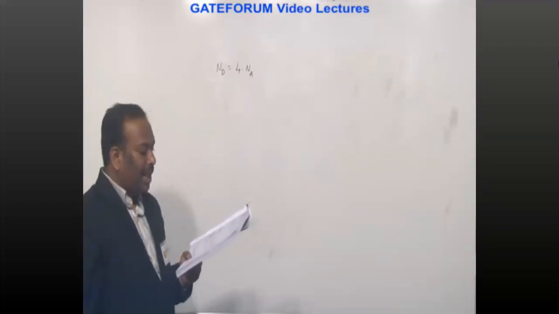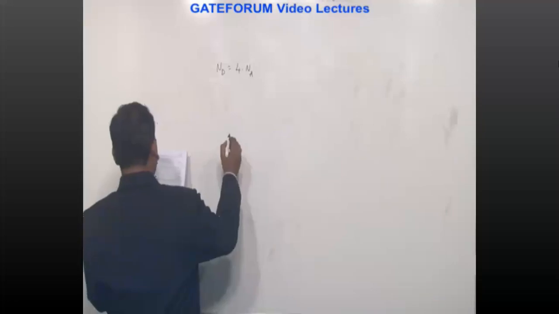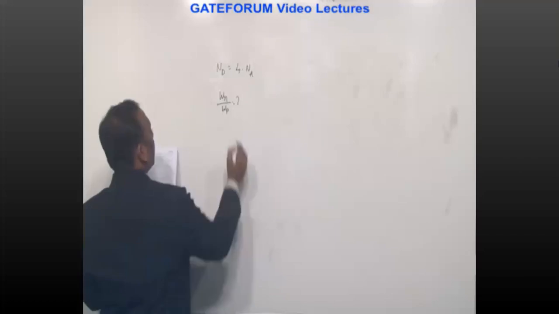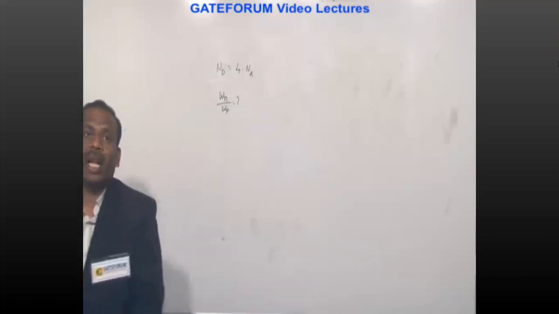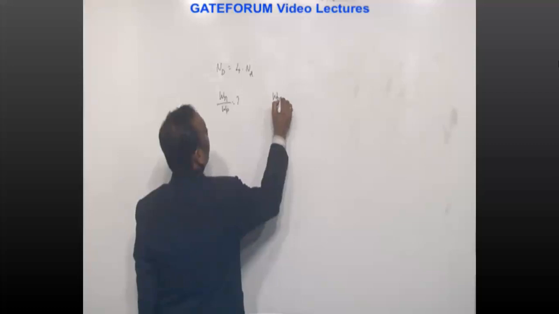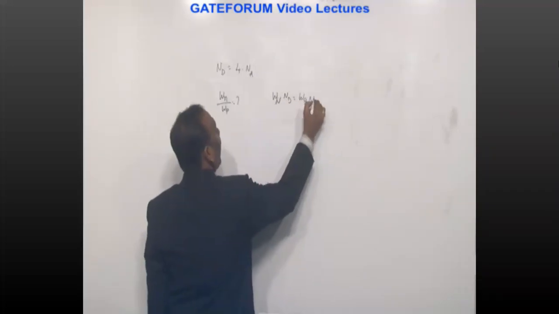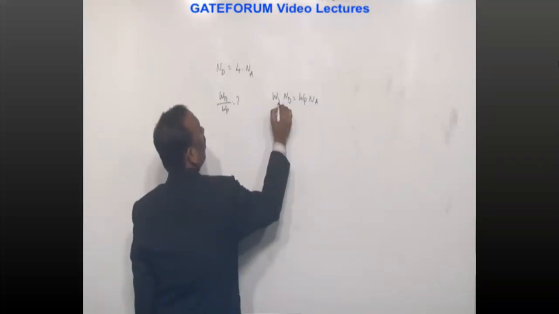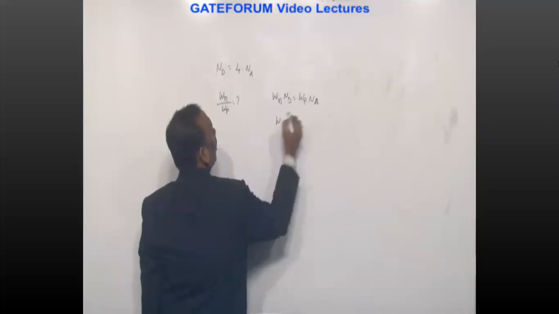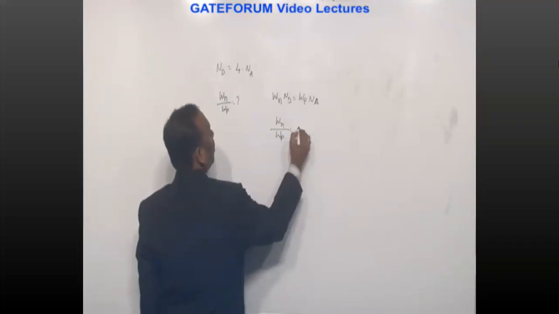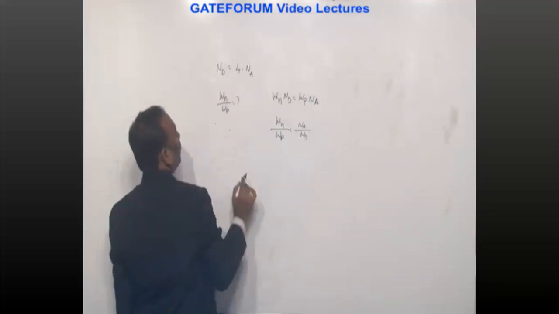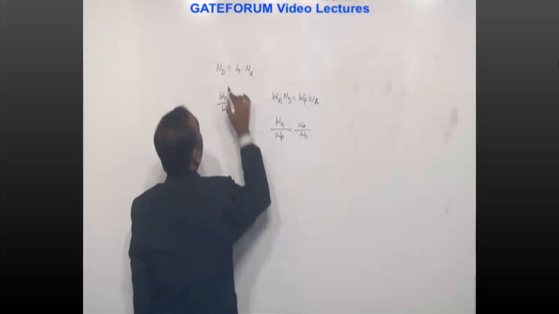The ratio of the depletion layer widths is asked. We have the equation WN times ND equals WP times NA, so WN by WP equals NA by ND, that is 1 by 4.